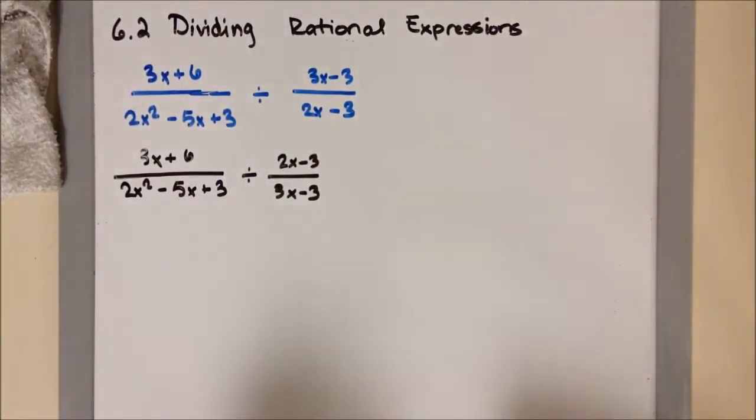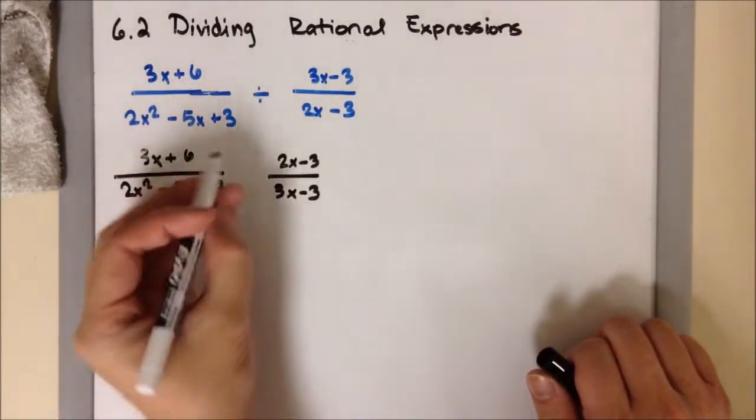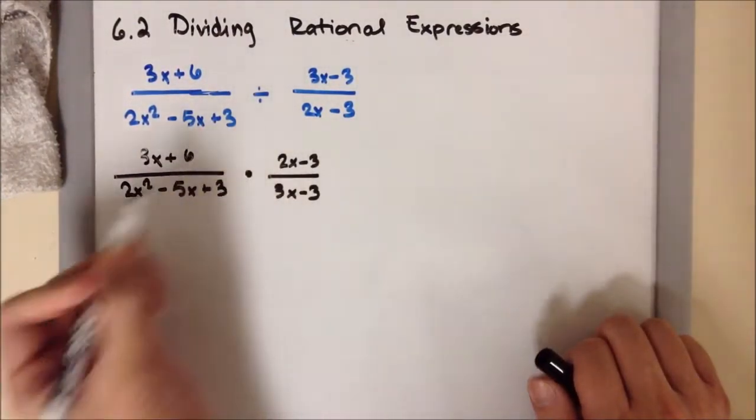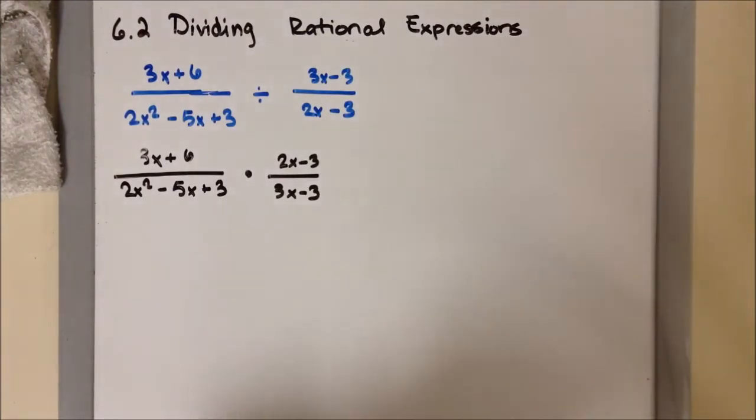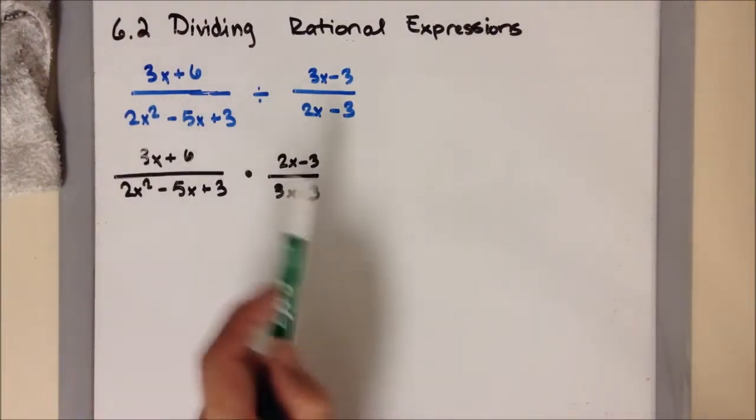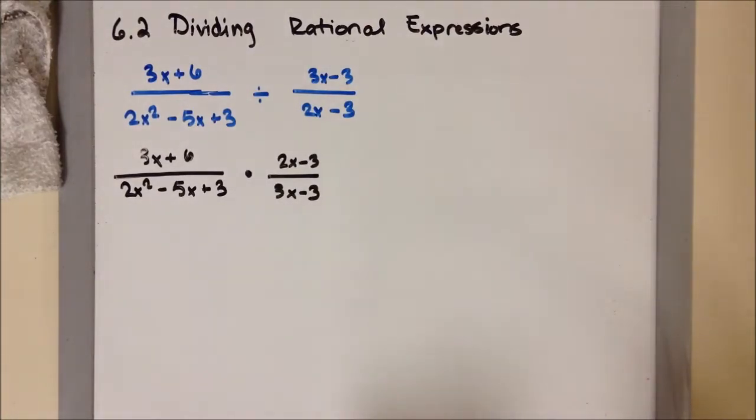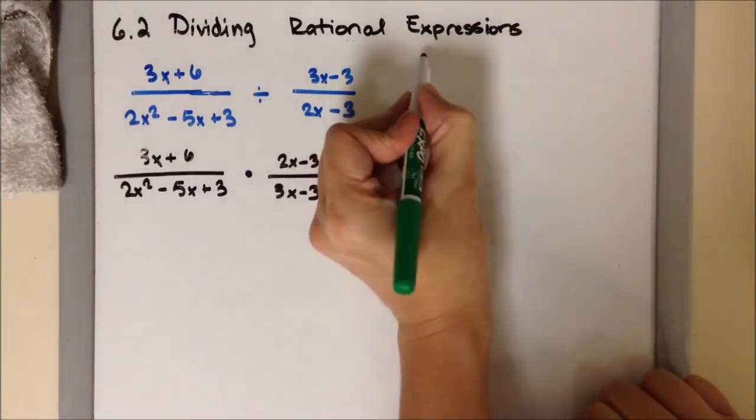Sorry, I meant to change this into multiplication. So we flip the second fraction and convert it into a multiplication. So let's look at each part, which one that we can factor. Let's take a look at 3x plus 6.